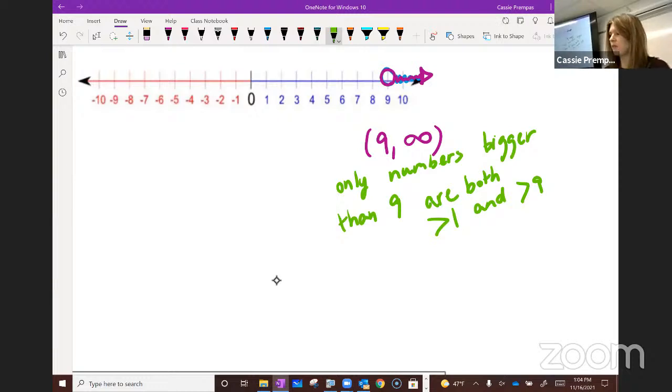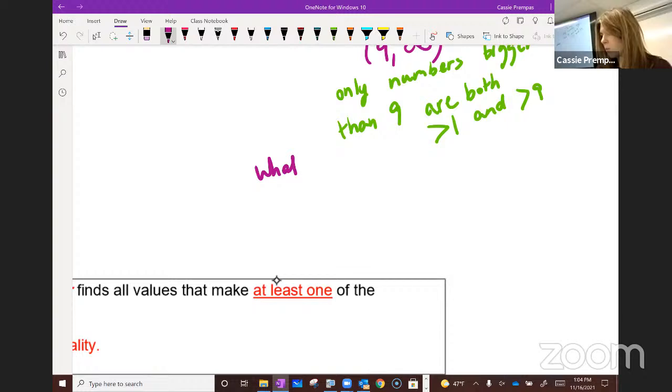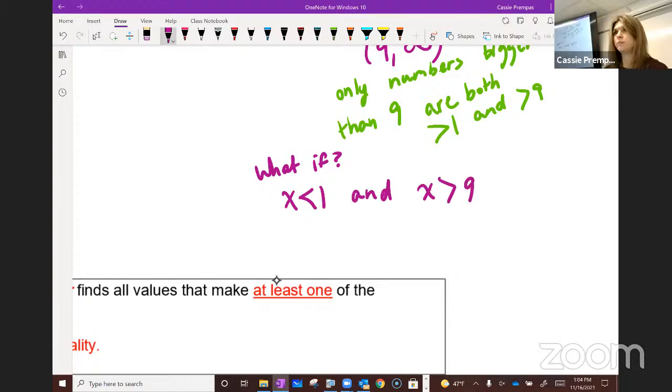Okay, here's another question I have to ask you because it does come up. What if you were given something like this? X has to be less than 1 and X has to be bigger than 9.